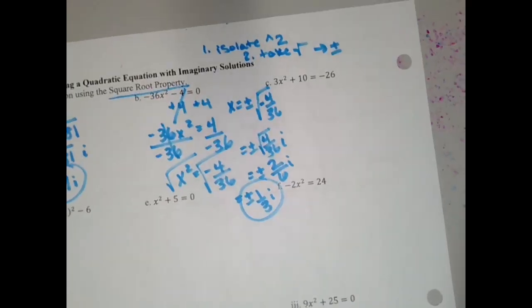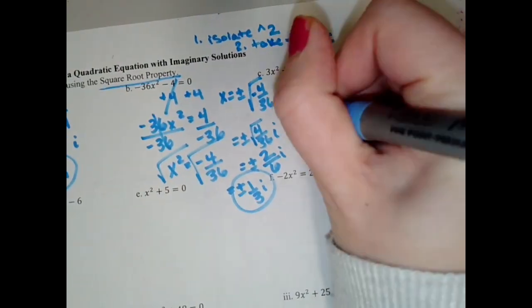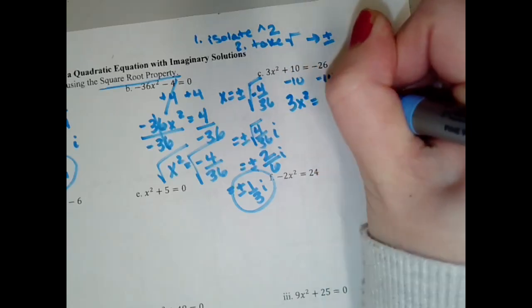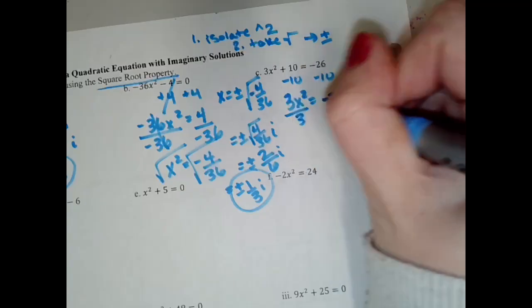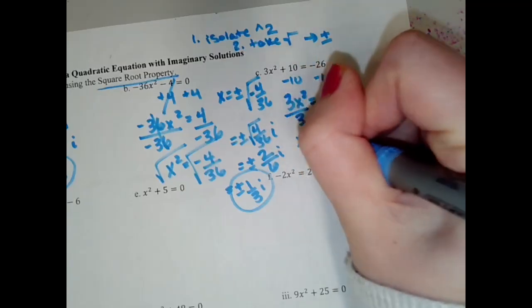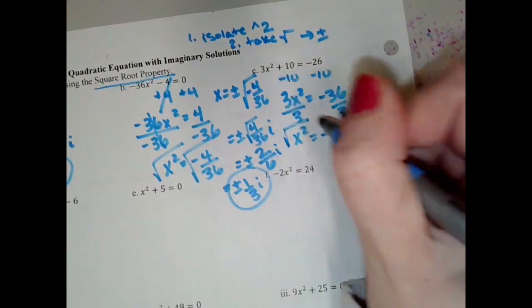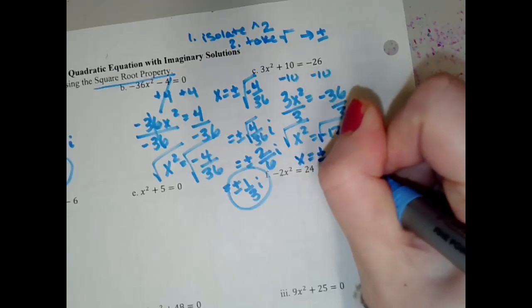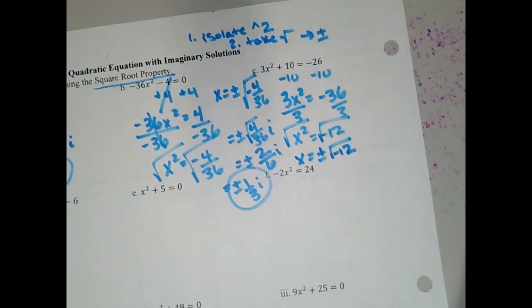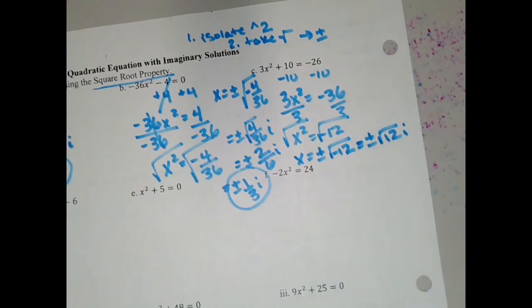Take a look at part C. Once again, you should always isolate whatever is being squared. So I'm going to subtract 10 from each side. That gives me negative 36. Then I need to undo the multiplication of 3 using division. So I have x squared equals negative 12. Now that I have it isolated, I can take the square root of each side, giving me x equals plus or minus the square root of negative 12, which is equivalent to plus or minus the square root of 12i.